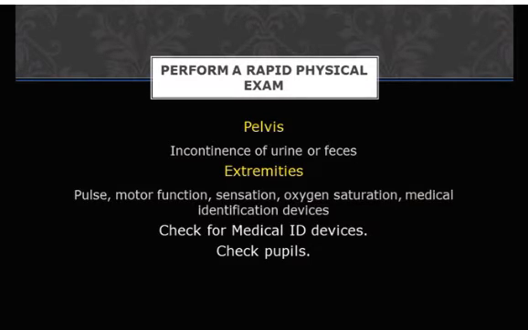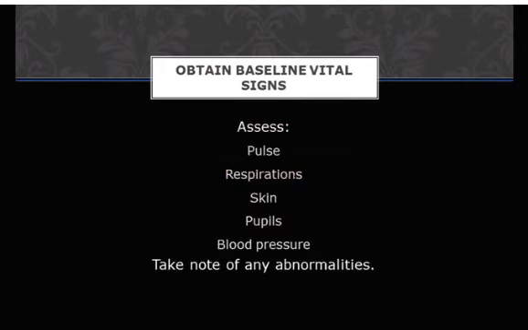Okay, extremities, we're looking for pulses. If the patient can move and tell us if they can feel, we want to check that. We want to check O2 sats if we have not done so already. Okay, again, we're looking for bracelets to see if they have any medical identification. Okay, and then we're going to check the pupils because that's the window into our brain. So look at those pupils and see how they're reacting. Okay, we're going to check all of those things.